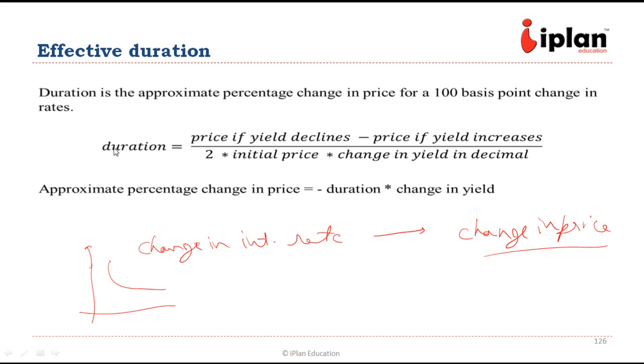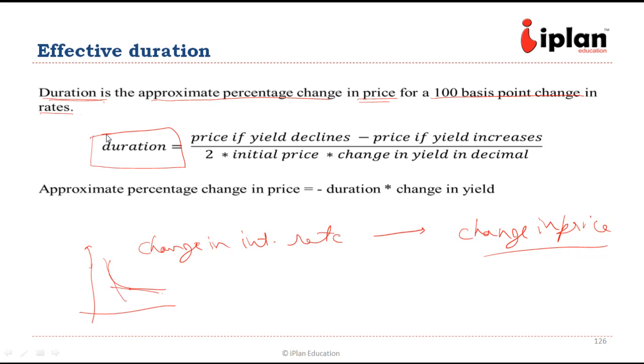One of them is effective duration. So to find out duration, let us look at the definition. The duration is the approximate percentage change in price for a 100 basis point change in the rates. Since we know that the relationship is not linear, at any point, the percentage change in price for a 100 basis point change in the interest rate is going to be different. So like this slope is going to be different from some other slope.